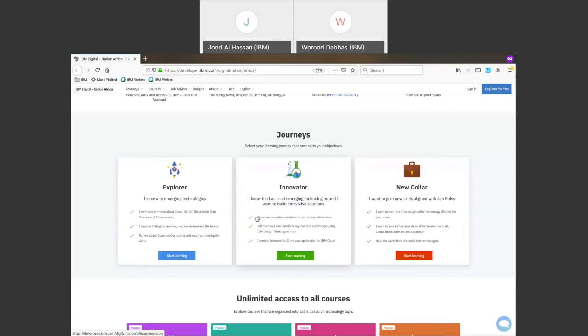For the Innovator section, you can get inspired by ideas on how to use technology, and then you can use the IBM Cloud Lite account to build solutions. And in the Blue Collar section, we have advanced courses and the job advisor tool that helps you match your skills with the jobs that are available in the job market.